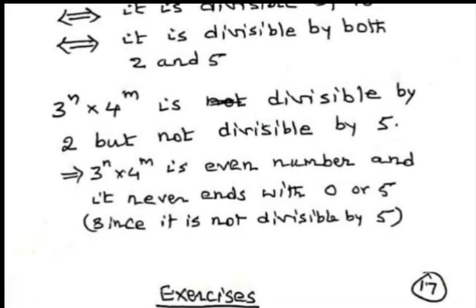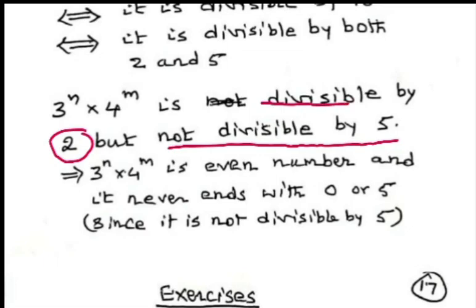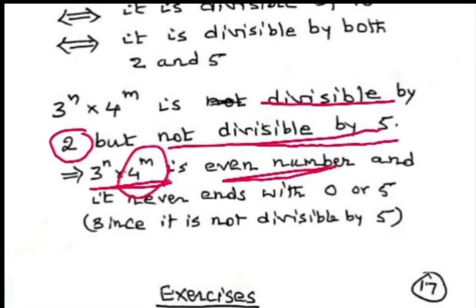But the given number is not divisible by 5. It is divisible by 2 only, not divisible by 5. So 3 power n, 4 power m is an even number, because it is a multiple of an even number. Hence 3 power n, 4 power m never ends with 0 or 5.